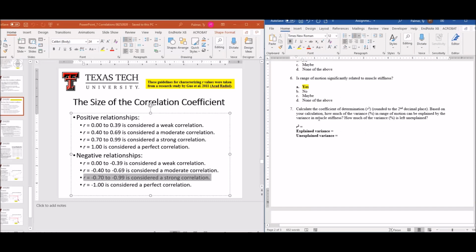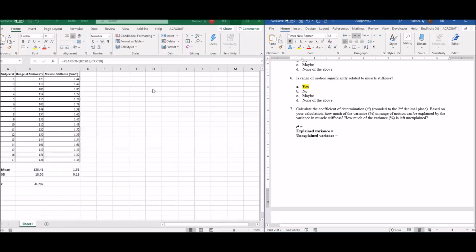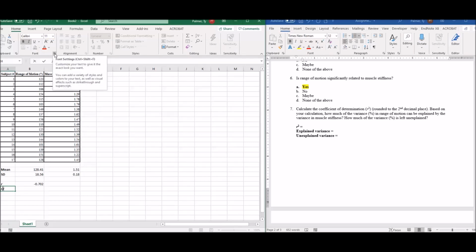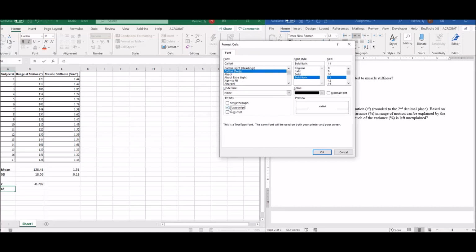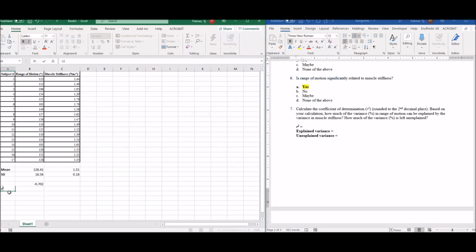Moving on, question 7: calculate the coefficient of determination. In order to calculate that, I'm going to go back to Excel and put that here. I'm going to put R, copy it down here, and then put a 2 next to R. In order to superscript that, you can highlight it, go up to Font, select Superscript, and click OK. Notice how it superscripts it. You can italicize it if you want.